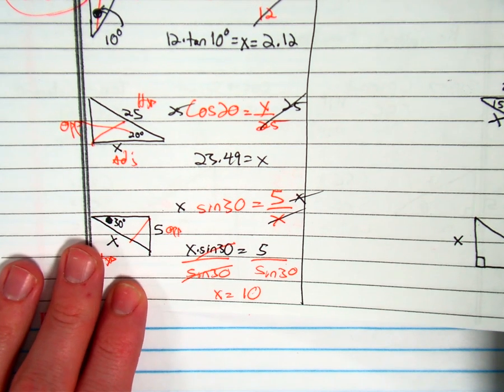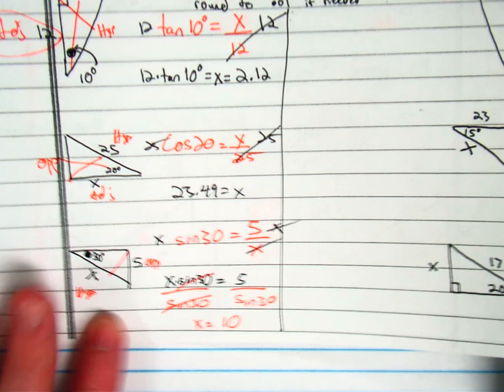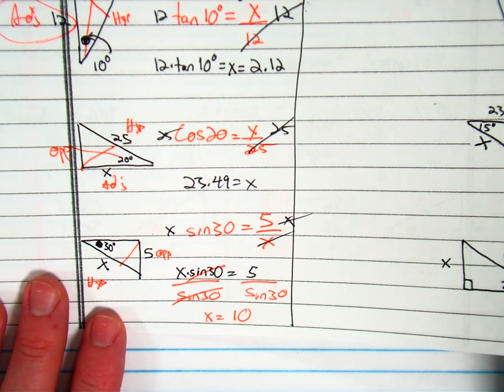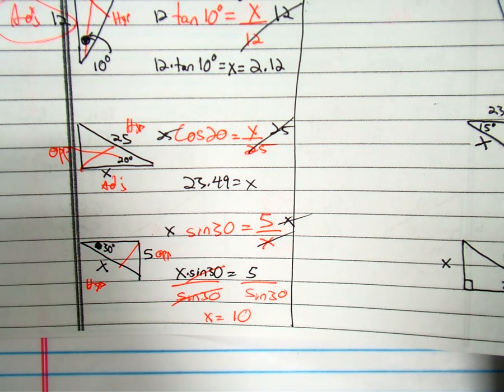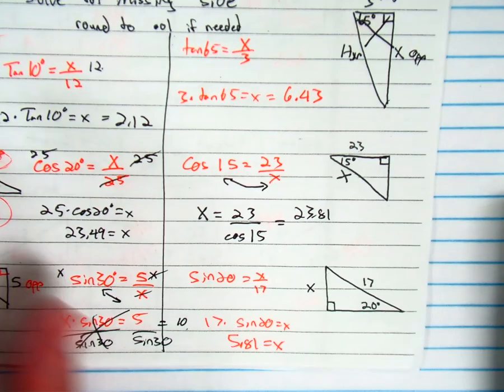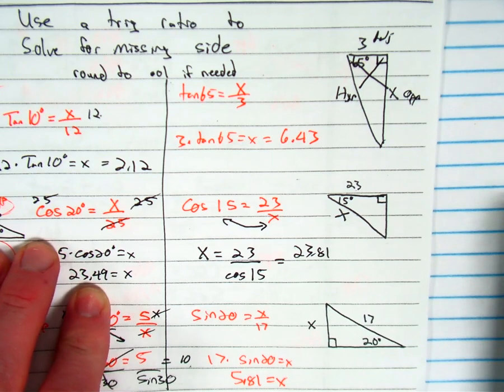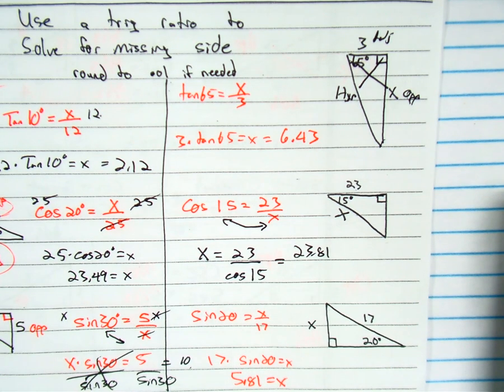Alright, you know the drill. You got the right-hand side on your own. Push pause and give it a go. Alright, let's see how you did. We should have tangent of 65 equals x over 3. Multiply both sides by 3, and we'll get 6.43.